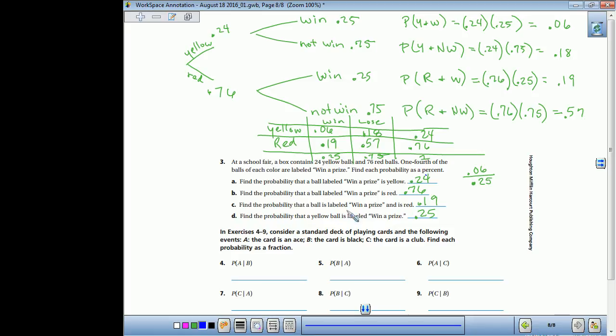All right, find the probability that a ball is labeled win a prize and is red. Okay, these two were conditions. This one is not. This is the intersection. Do you see the difference in the wording there? So here we're working inside the table. Inside the table is the intersection. Red and win, 0.19. If it has and, then it's in the intersection.